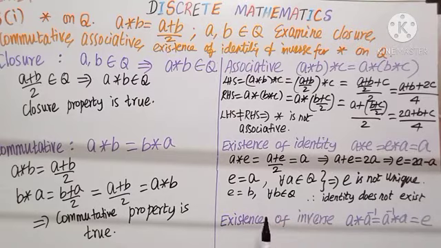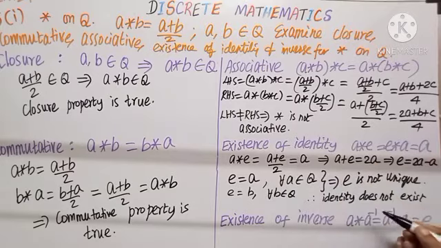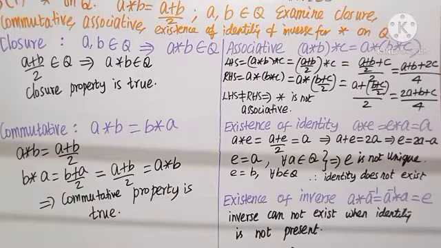But in this problem, if I take A, E is A. If I take B, E is B. So E cannot be changing. So we will say identity does not exist. When identity does not exist, there is no question of inverse. Only if identity exists, I can proceed to the next step. So inverse also does not exist, and hence the problem.